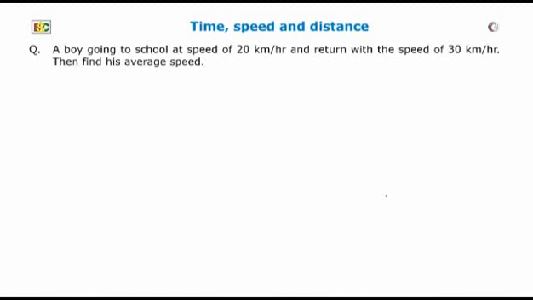Students, today we are going to discuss some questions from the chapter Time, Speed and Distance. First question is, a boy going to school at a speed of 20 km per hour and returning with the speed of 30 km per hour. Then find his average speed.